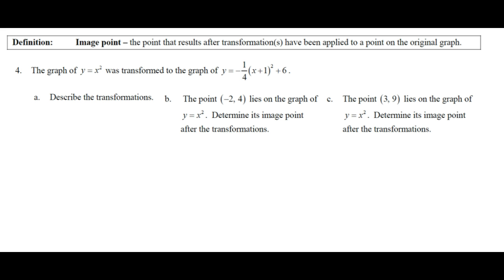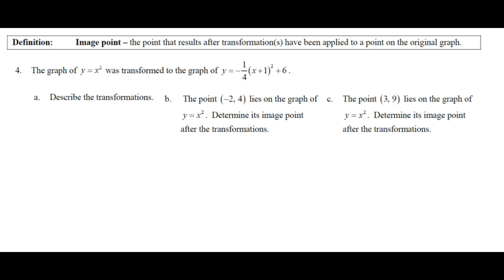Definition, image point: the point that results after transformations have been applied to a point on the original graph. So in other words, where does it end up? Like if the vertex is at 0, 0, it's going to end up somewhere. Where does it end up? That's its image point, right? And doing this kind of stuff is really going to help for 30-1, because there's a ton of transformations in 30-1.